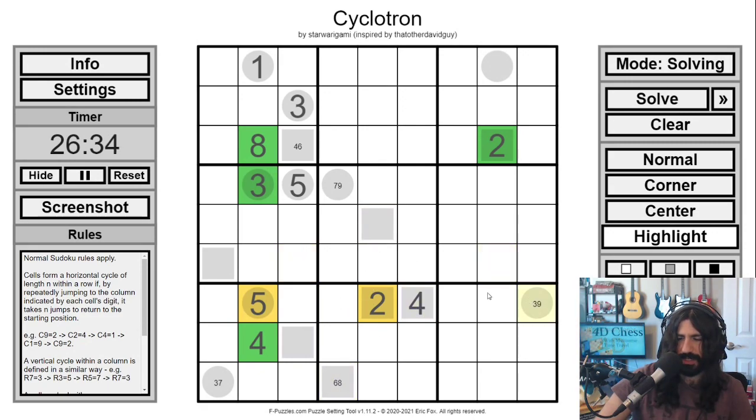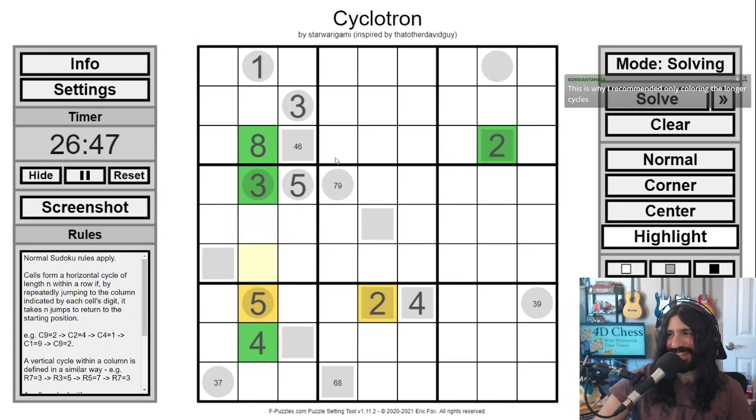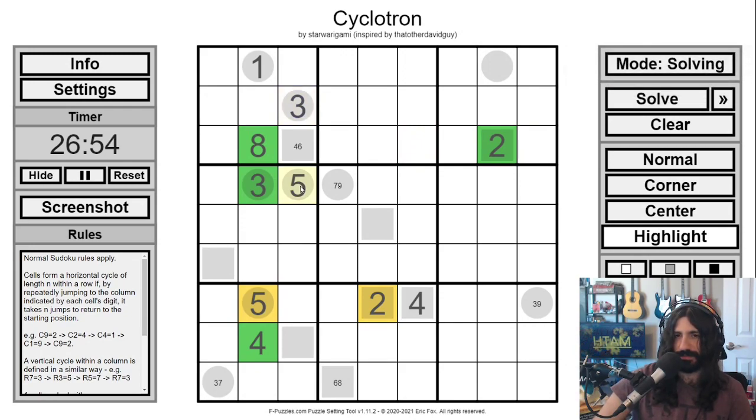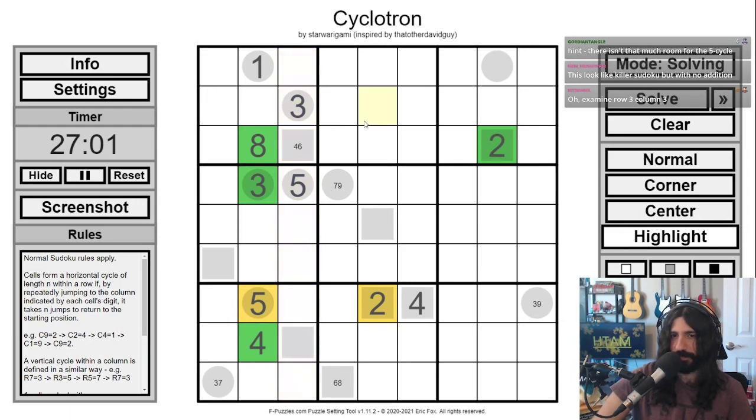Six, three. This can't be a nine. What am I talking about? I got Sonoy baited. That's why I recommended only coloring the longer cycles. Oh! That's fair. Yeah, that's good advice. All right, this three points at this five. Sorry, what am I talking about? This three points at this four. Because this is the third column, but that's not how the game works. Sorry, chat.